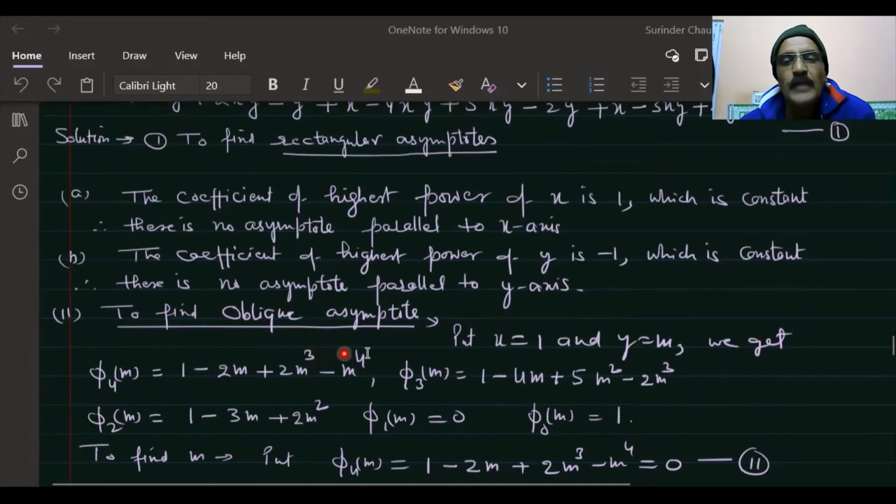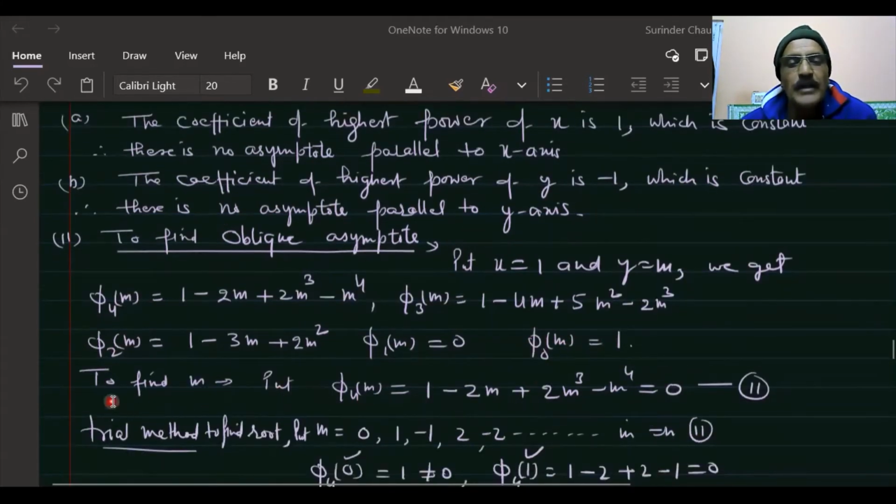Now in order to find the value of m and c, we'll put x equal to 1 and y equal to m in the different terms of phi of x, y, and we will get new functions. If you put x equal to 1 and y equal to m in the fourth degree term, we get phi 4 of m. Putting x equal to 1, y equal to m in the third term, we get phi 3 of m. In the second term, we get phi 2 of m, and phi 1 of m in the first term, and phi 0 is a constant term.